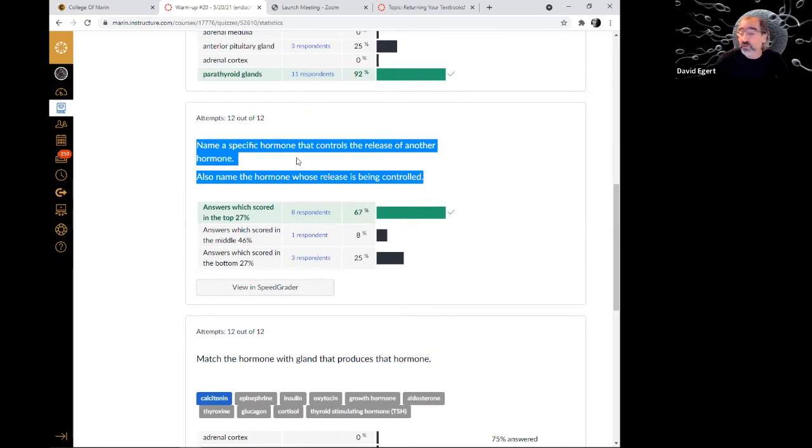You could also talk about the releasing hormones from the hypothalamus, like gonadotropin releasing hormone, which tells the pituitary to release LH and FSH. There are other releasing hormones as well. I didn't give them specific names, but I talked about thyrotropin releasing hormone, which tells the pituitary to release thyroid stimulating hormone, and things like that.